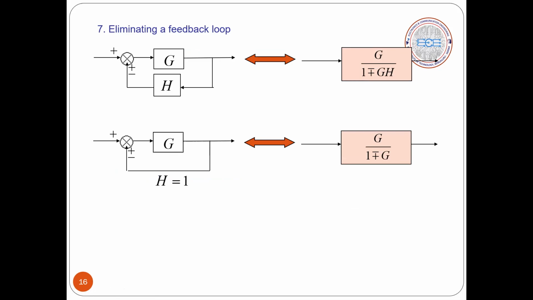Next is eliminating a feedback loop. This is one technique. You can see that this is already a standard canonical form. You can reduce this to one single block: the forward path gain G divided by 1 minus or plus, based on the sign we have here, G into H. That means if you have plus here, you get minus here. If you get minus here, you will get plus here. That's the meaning.